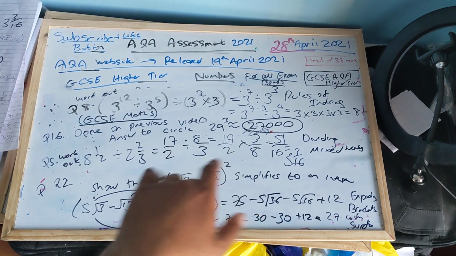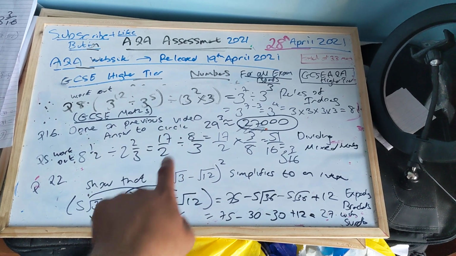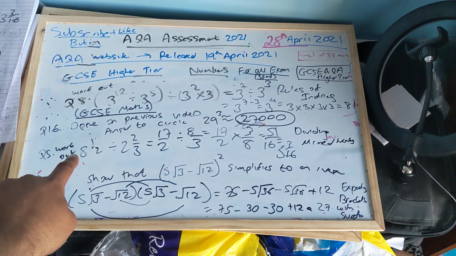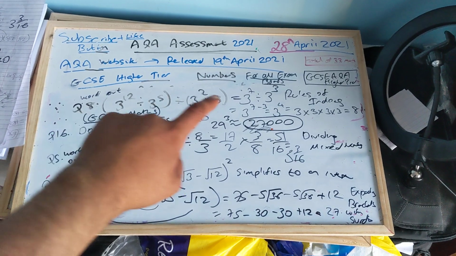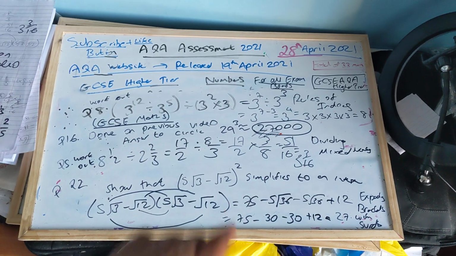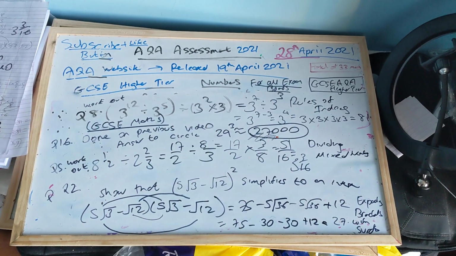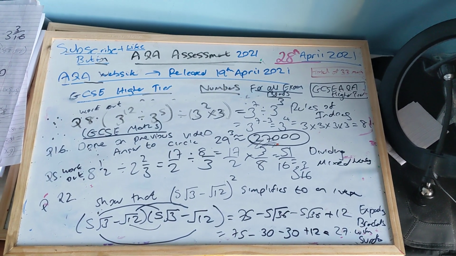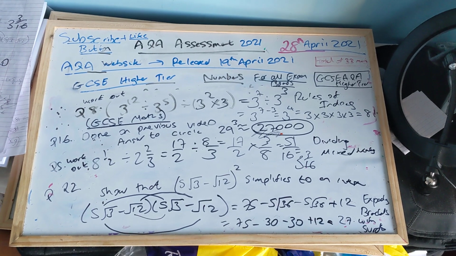So that's one there actually. And then here, if you're not sure where 17 actually came from, it was 2 times 8 is 16 plus 1 is 17. And then this 8 came from 3 times 2, which is 6, add 2, which is 8. So that's where the top numbers for these fractions came from. Right guys, last question. So question 22 for today's video.